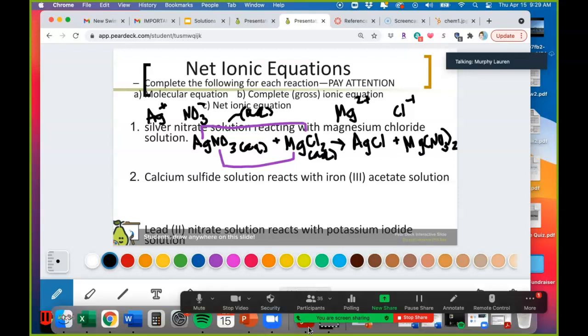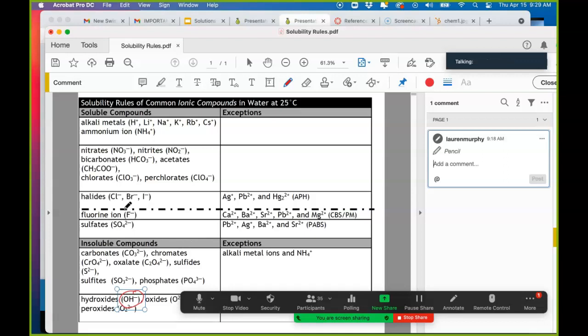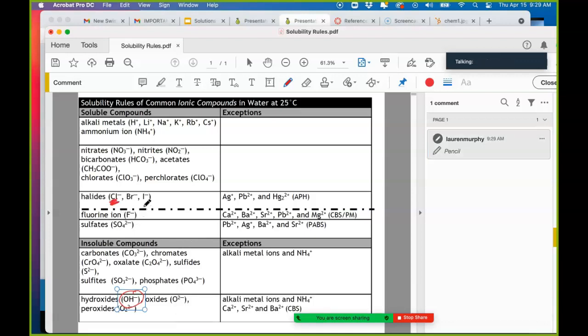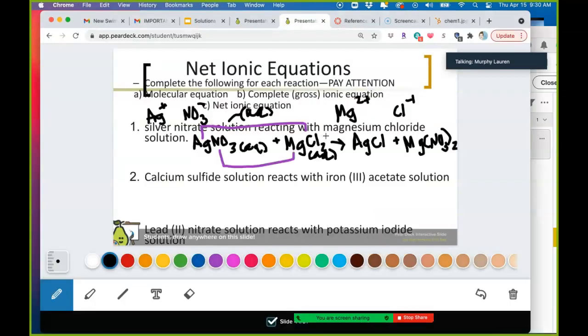So let's pull that up. So chloride and silver chloride, generally soluble, but not with silver, so insoluble. That makes it a solid, also known as a precipitate.